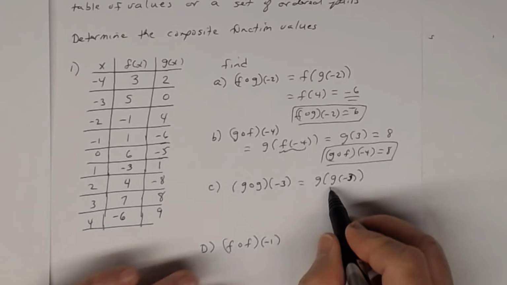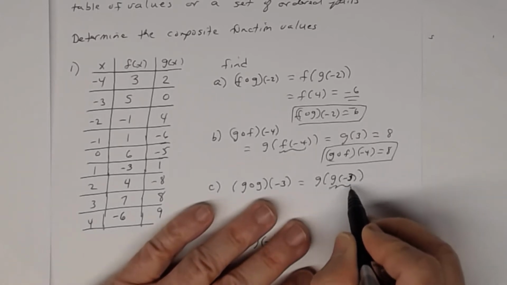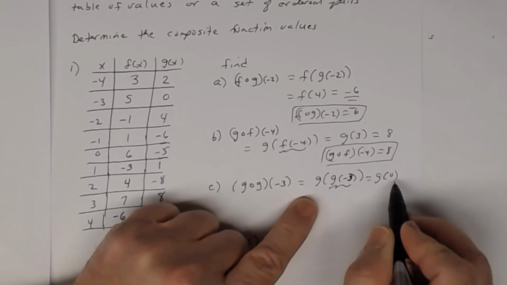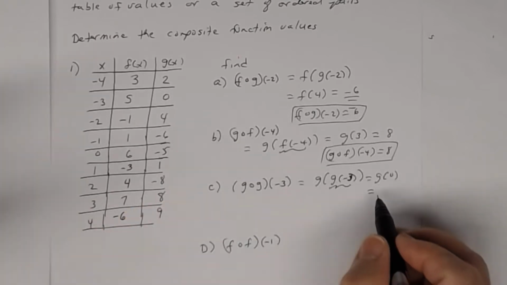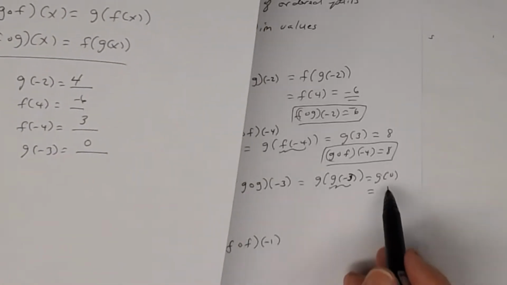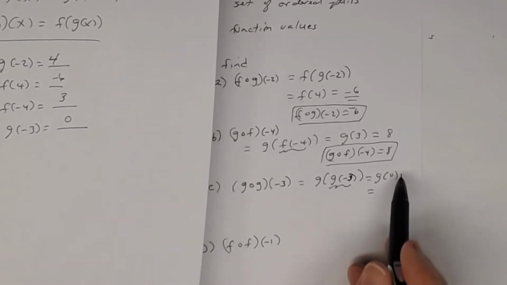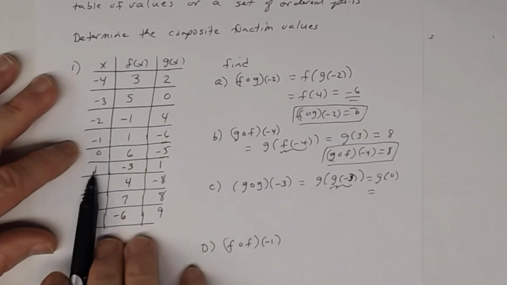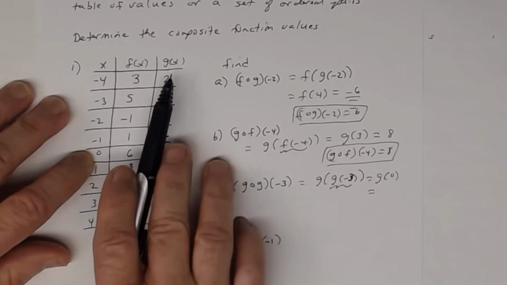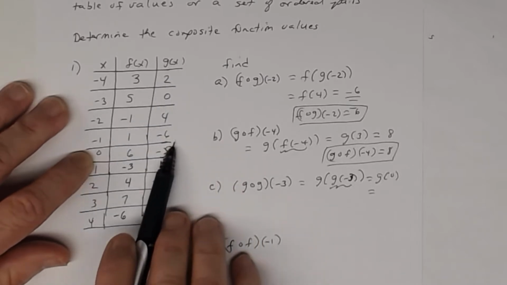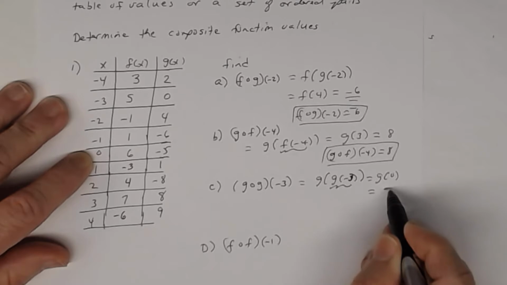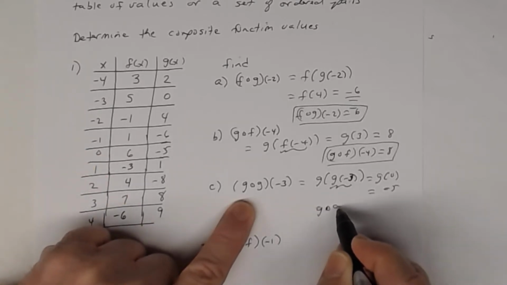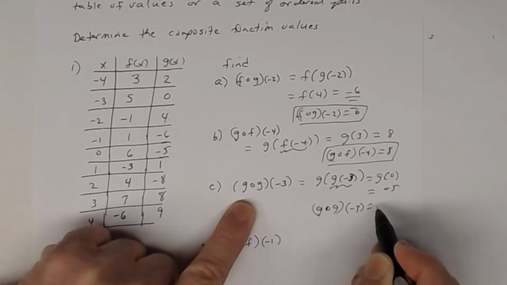So now what I found is that this value right here, this function value, is 0. So this becomes g of 0. And then we just have to figure out what g of 0 is. Again, remember what that means: when x is 0, what is my y value? When x is 0, that's right here, g of 0 is negative 5. And so the answer: g composed with g at negative 3 equals negative 5.